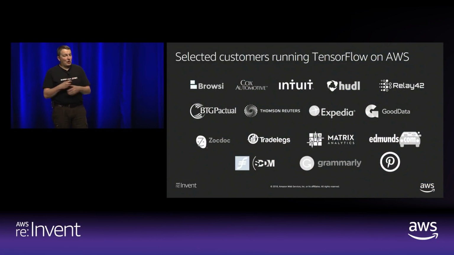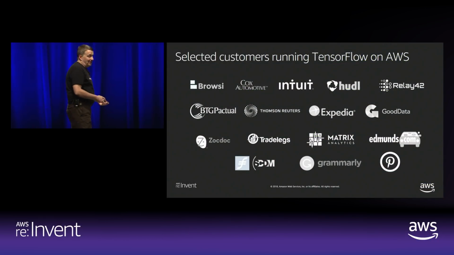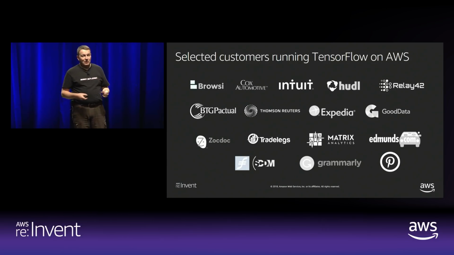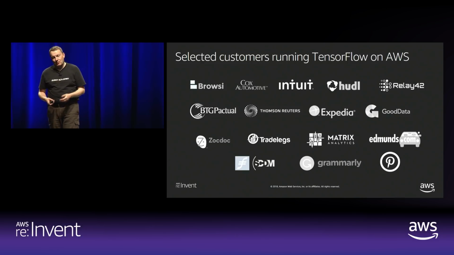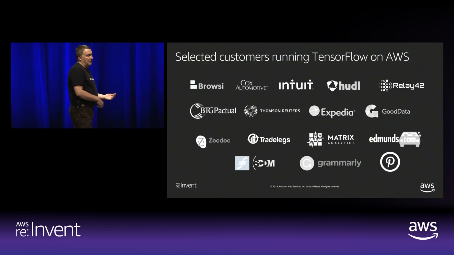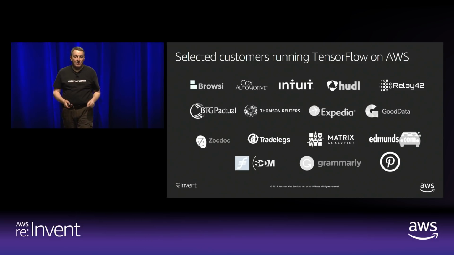And unsurprisingly, we have lots of customers who are also running TensorFlow on AWS. Some of them are also SageMaker customers. You'll find some of the names I mentioned before. Some other companies don't use SageMaker. They use EC2 instances to run TensorFlow directly. Maybe they use the C5 instances or the P3 instances with the GPUs, et cetera. But again, we find all kinds of companies here.